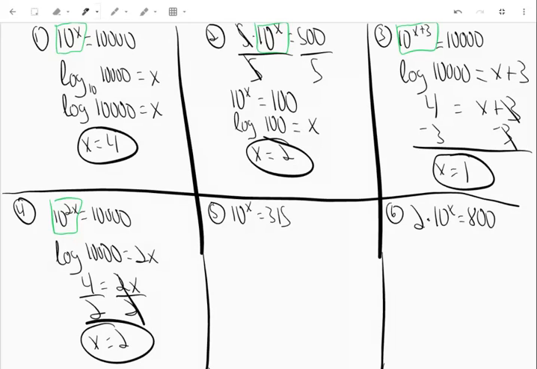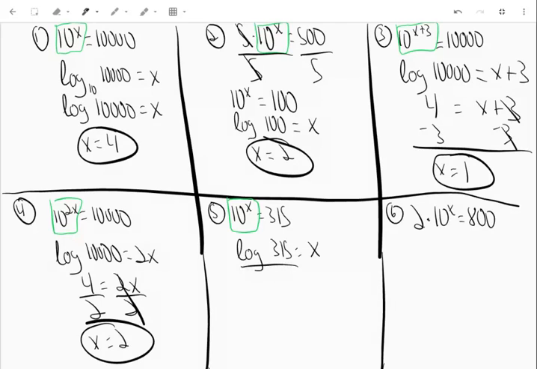Number 5, 10 to the power of x equals 315. Isolate the term with the exponent, which is already isolated. So we'll rewrite this in log form. This will be log base 10 of 315 equals x.